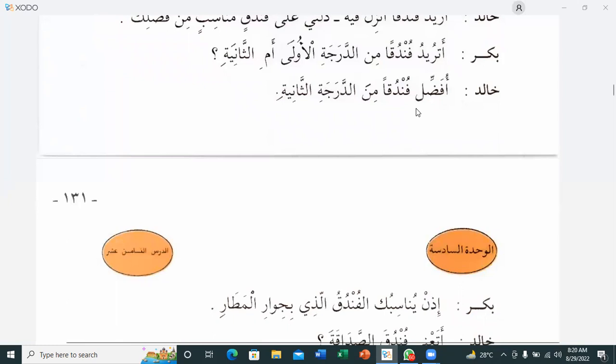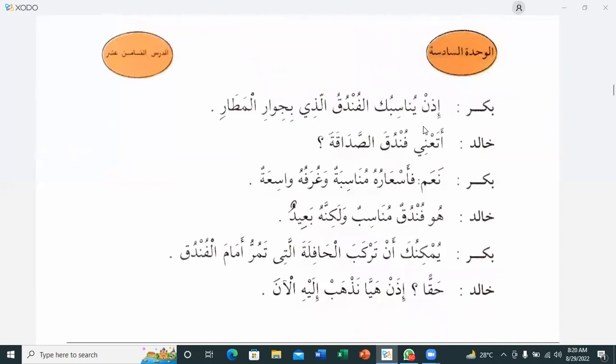Ufaddilu, I prefer. Fundukan, the hotel. Minat darajati saniya, the second floor. Ufaddilu fundukan minat darajati saniya. I prefer the second floor hotel.